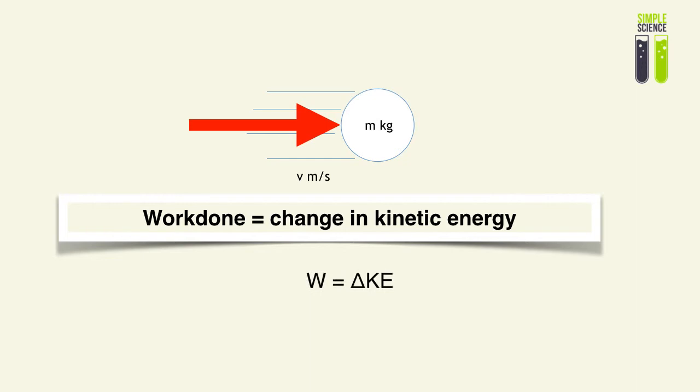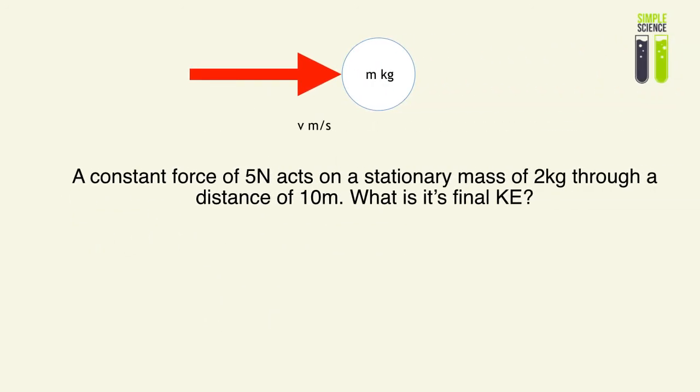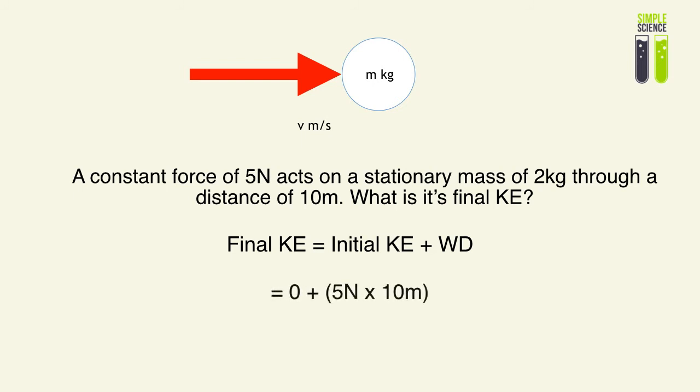And we can derive the final kinetic energy of an object to be equal to the initial kinetic energy plus the work done. Okay, so if a constant force of 5 newtons acts on a stationary mass of 2 kilograms through a distance of 10 meters, we're going to ask what is its KE. So we know that the general idea is that the final KE is equal to the initial KE add the change in KE, and we know change in KE is equal to work done for the conservation of energy. And therefore, the initial KE is 0, and the work done is 5 newtons multiplied by 10 meters. So the final KE is 50 joules.